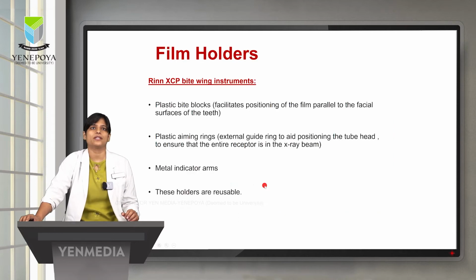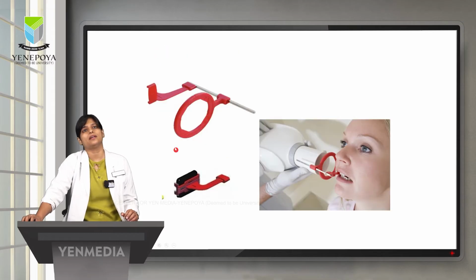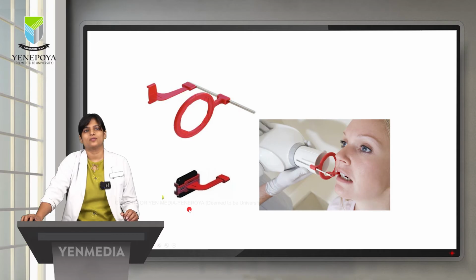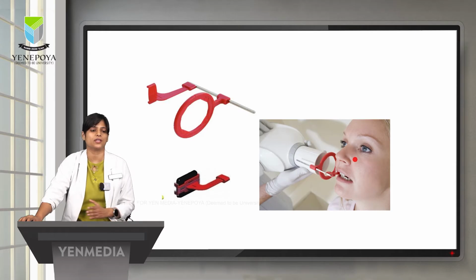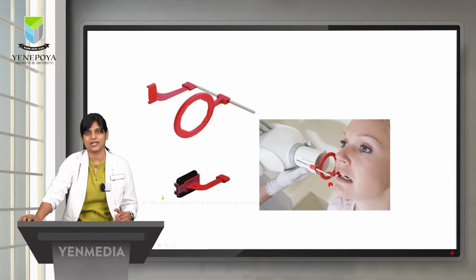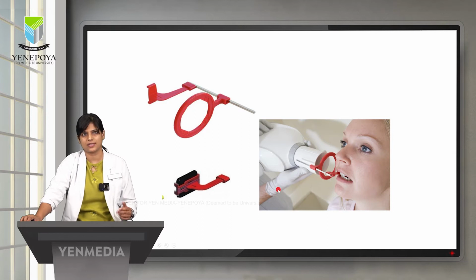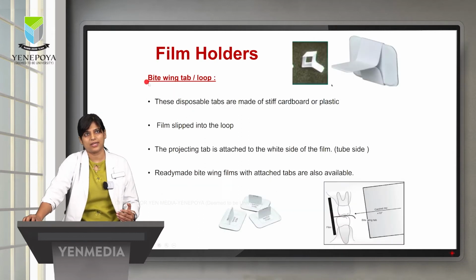One more advantage of the RINN XCP is that it is reusable. The bite block is covered with a sterilized cover after applying the film, and then it is placed into the patient's mouth. This makes it more useful in terms of reuse as compared to the next thing that I will talk about, that is the bitewing film.